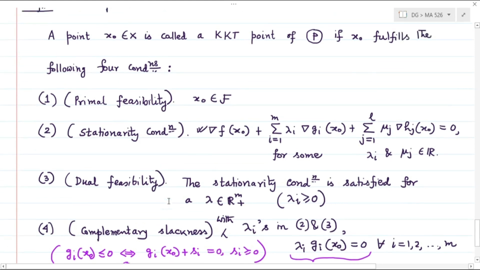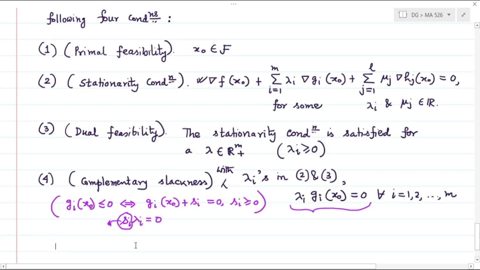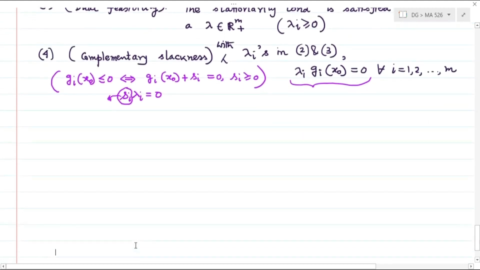Now, if a point x0 satisfies all these four conditions, then we call the point x0 a KKT point. And therefore, what does the KKT necessary optimality condition say? It says, a very neat fact, note that optimality, that means if the point x0 is optimum, then does it imply that it is a KKT point? Does it imply it is a KKT point?